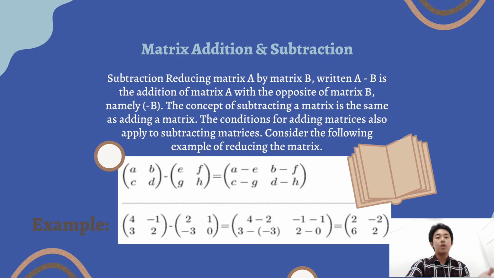Okay, so 3 minus negative 3 gives us 6, because when negative meets minus, it becomes positive. So that is 6. We write it in the, can you guess it? Yes, we write it in the second row, the first column. And 2 minus 0 gives us 2. We write it in the second row and the second column. So what we got here, the total of the subtraction of the matrix, is 2, negative 2, 6, and 2.